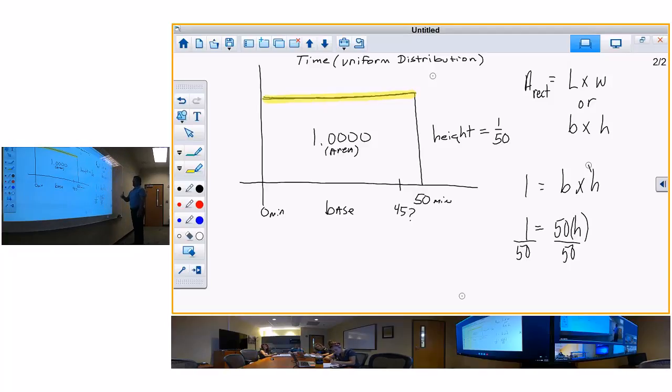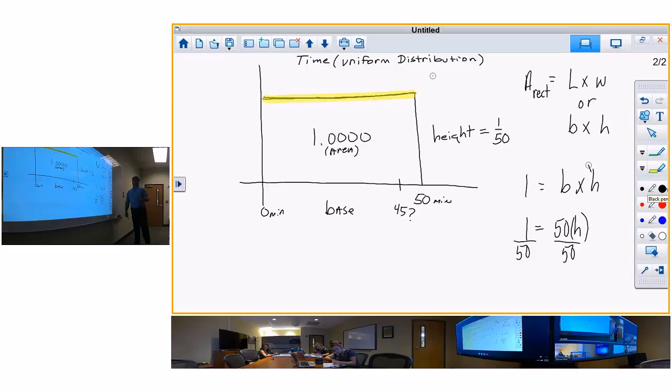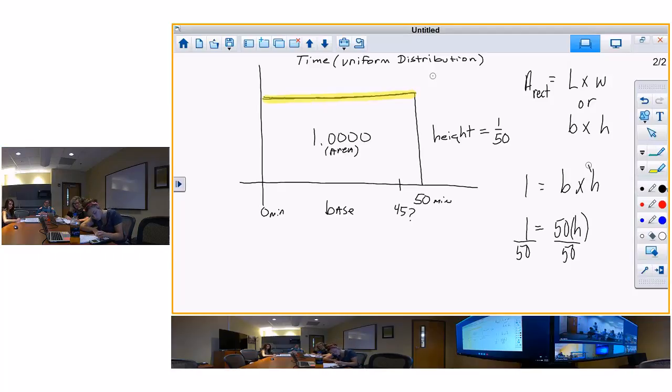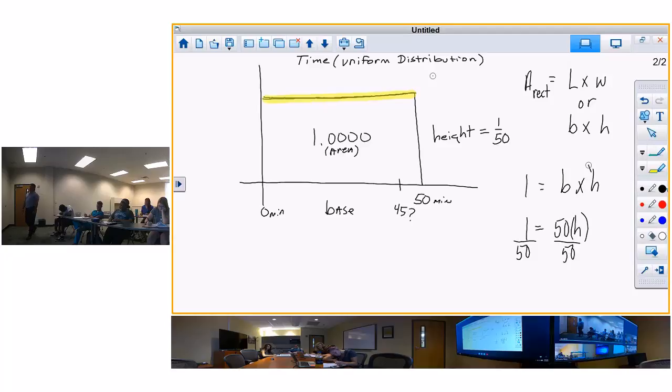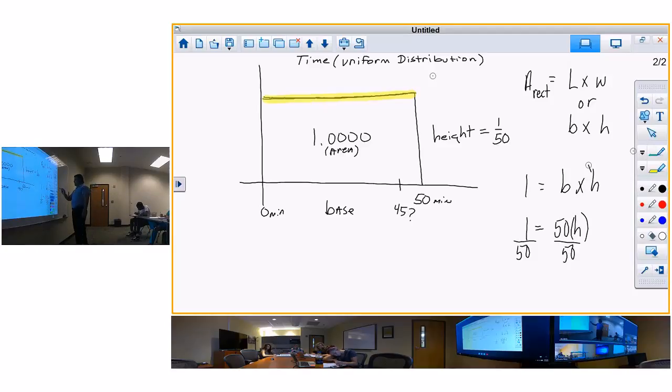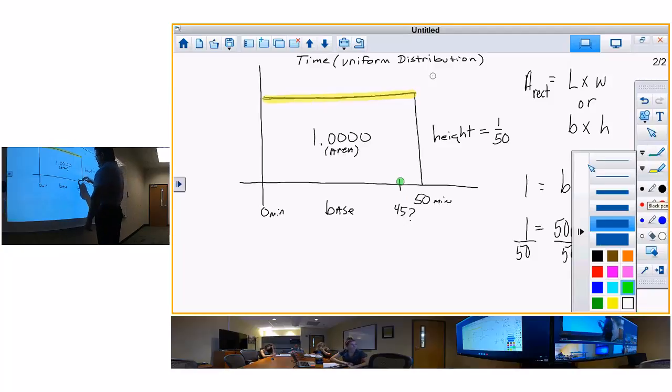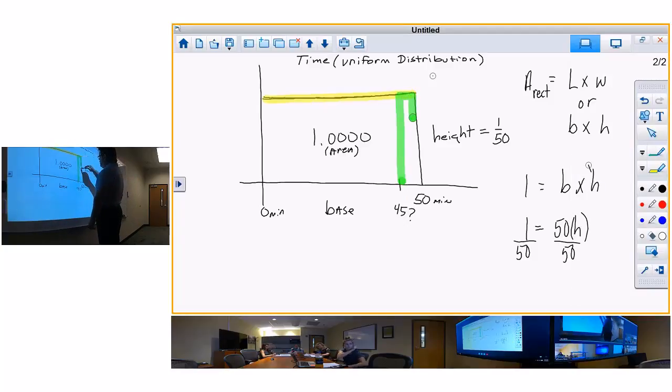Next, that's the first part, find the height. So write that down. First part of uniform distribution, find the height. Second part is once you find the height, take your handy dandy highlighter, and I'm going to use green, and we're going to highlight the area that we want. Because if I highlight it, then you'll be able to tell what to do next.